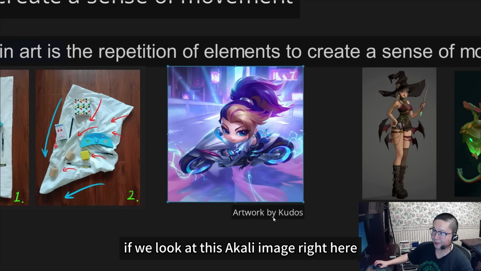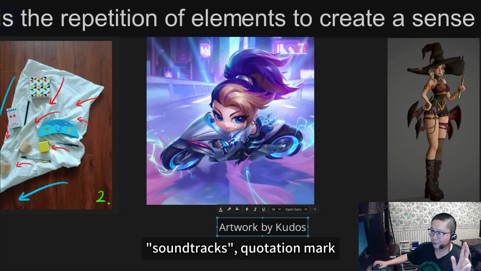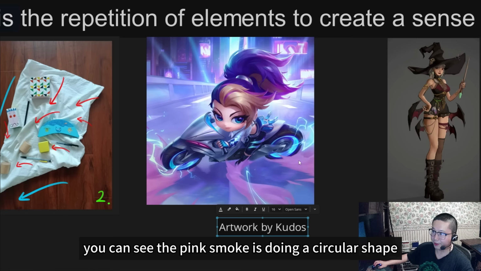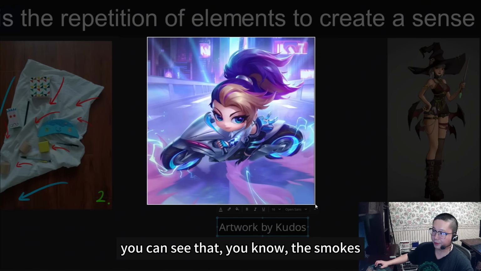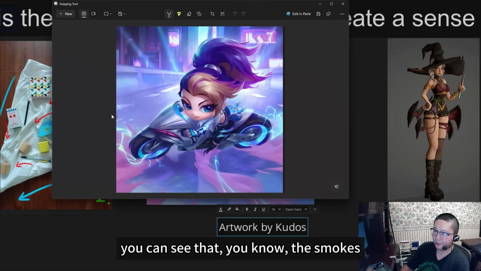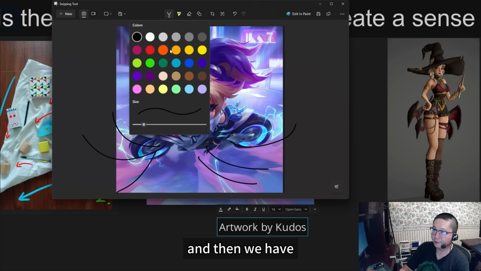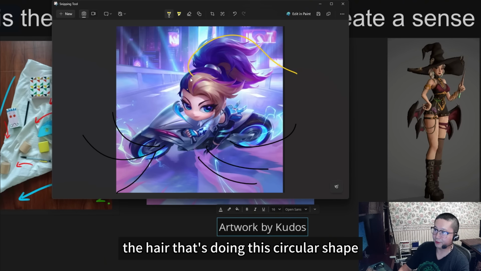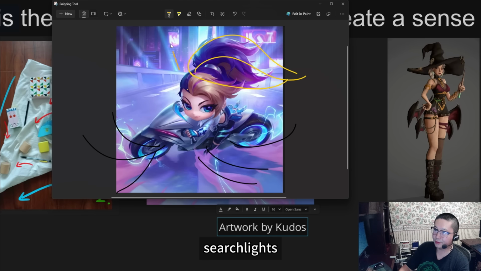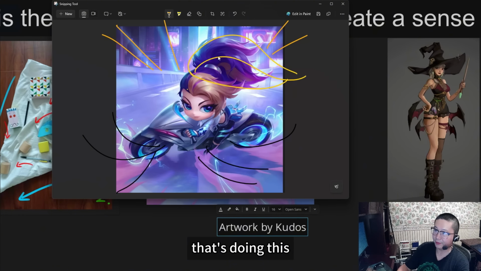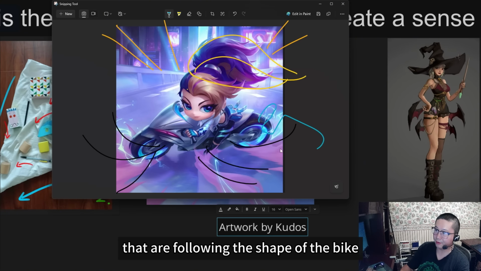If we look at this Akali image right here, you can see that there are multiple soundtracks, quotation mark. You can see the pink smoke is doing a circular shape. Actually, let's mark this. You can see that the smokes, they're all doing something like this, right? And then we have the hair that's doing this circular shape. And we have those searchlights that's doing this.